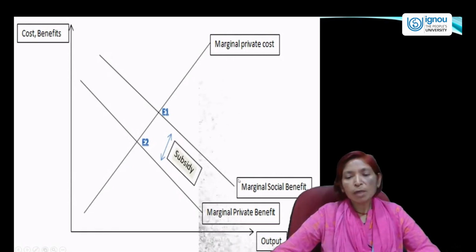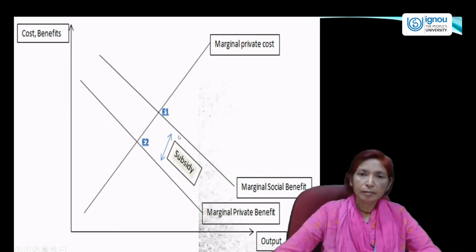If the marginal social benefit curve intersects the marginal private cost curve, that equilibrium point is E2, and the gap between E1 and E2 is known as subsidy or positive externality.